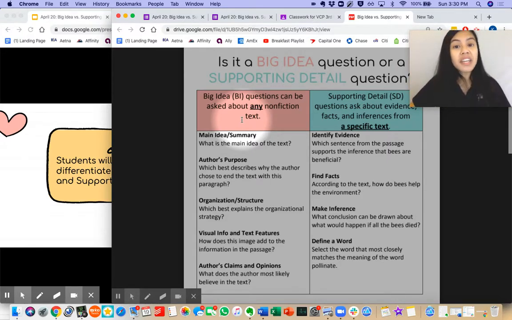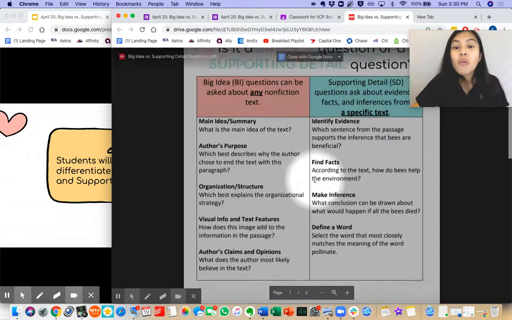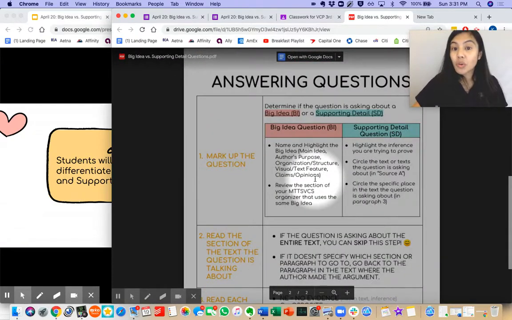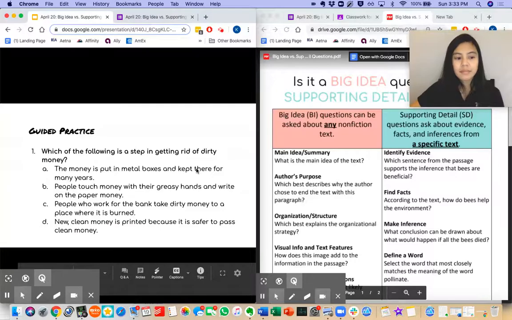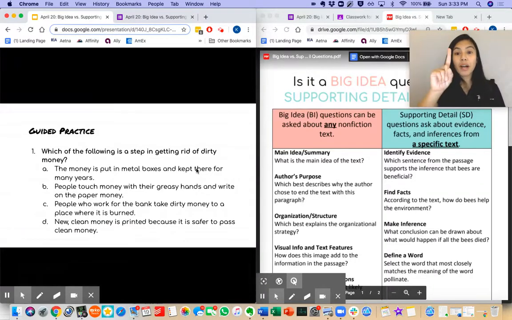Friends, let's check out number 1 and ask ourselves, is this a big idea or BI question, or a supporting detail question, or SD? When we answer questions, and I'm scrolling down on that same resource, first, I need to mark up my question. Let's check out number 1.